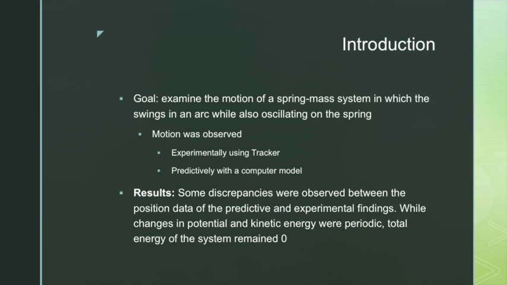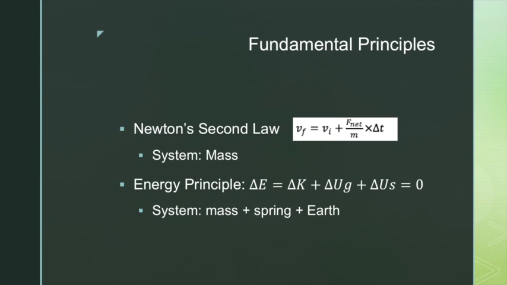Ultimately, I found that motion data between the experimental and predictive data differed. The actual mass on a spring that was analyzed with Tracker fell farther than the computer model predicted, but it also did not rebound quite as high. As for the energy changes of the system, potential and kinetic energy changes were periodic, but total energy remained the same. As stated in the introduction, Newton's second law was used to analyze motion.